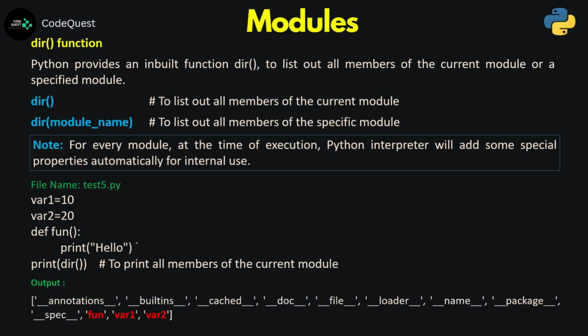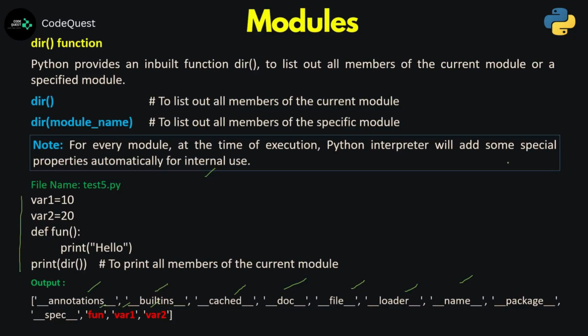Apart from this, it is also going to give me certain inbuilt members like annotations, builtins, cached, doc, file, loader, name. So these are all commonly used, very special properties for internal usage. But towards the end, you can observe we have fun, var1, var2, which are originally present in this particular module.